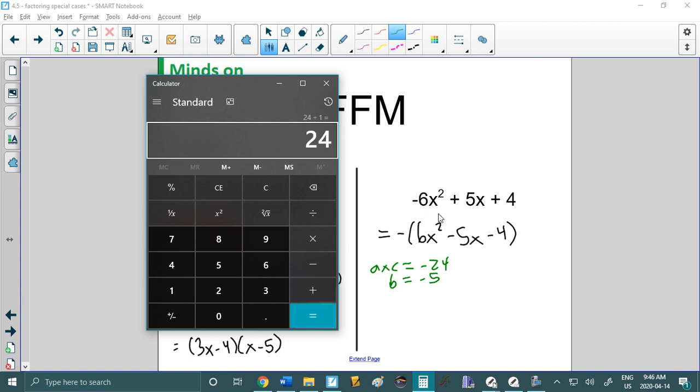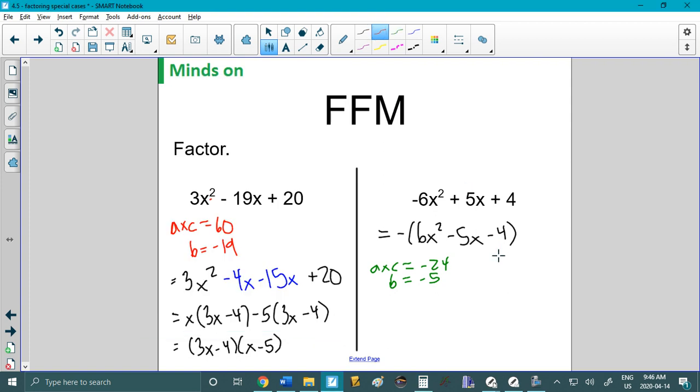24 and 1, I can't make 5 by adding or subtracting. 24 divided by 2 is 12. Again, doesn't work. 24 divided by 3 is 8. Now 8 and 3 can make 5. I know that one's positive and one's negative, so it's either plus 8 minus 3. 8 minus 3 is 5. We need negative 5. So it must be negative 8 and positive 3.